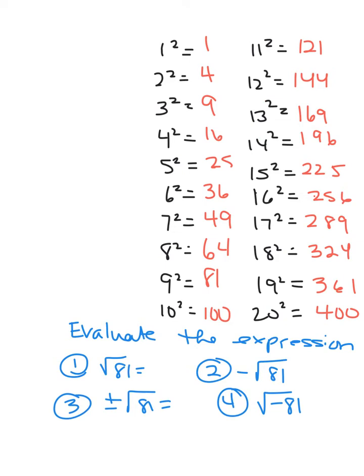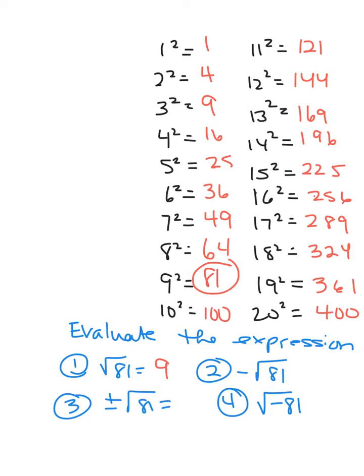So let's look at how we're going to use this perfect square chart. The first set of directions says to evaluate the expression. In number 1 it says the square root of 81. Now I notice that 81 is on my perfect square chart. The square root of 81 is 9, because 9 times 9, or 9 squared, is equal to 81.